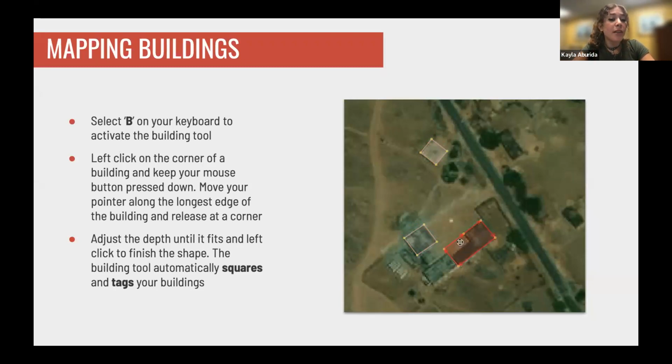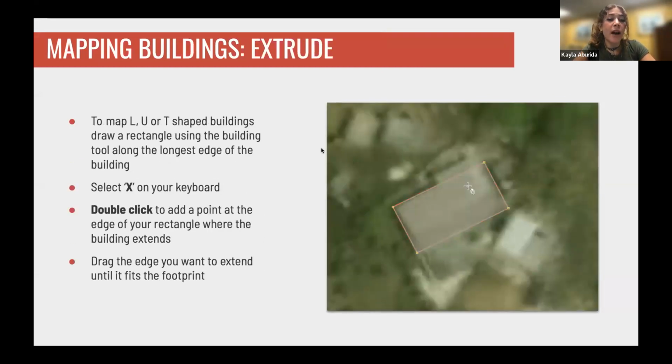So how to use that is by selecting B on your keyboard, and then you left click at the corner of a building and keep your mouse pressed down. You move the pointer along the longest edge of the building and release the corner. Then you can adjust the depth until it fits and left click to finish the shape. And again, the building tool automatically squares and tags your building. So then you also don't need to add a tag to say building equals yes, but I'm going to show you how to do that anyways. Okay. A lot of the time you will also get L, U, or T-shaped buildings.